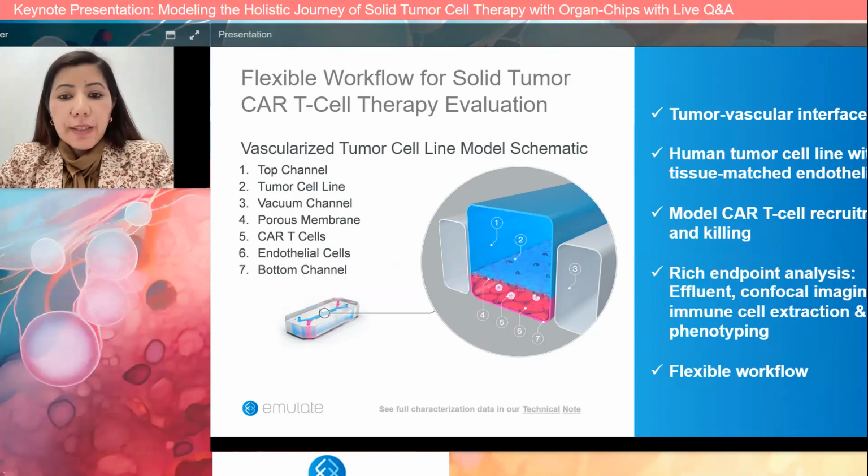So with this flexibility, the users can use their own tumor cell line of interest and the CAR T of interest. What they will be able to achieve is a tumor vasculature interface, also co-culture of their tumor cell line with tissue-matched endothelium. They would be able to achieve the CAR T cell recruitment and killing, providing the holistic journey of CAR. They would be able to analyze the endpoint looking at the effluent, the confocal imaging, immune cell extraction, and phenotyping.